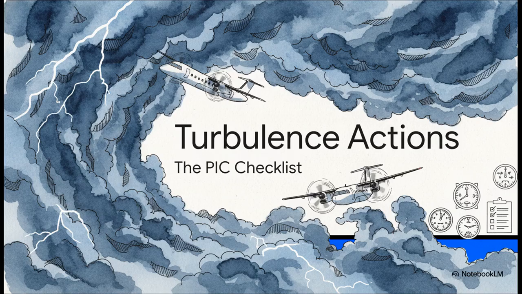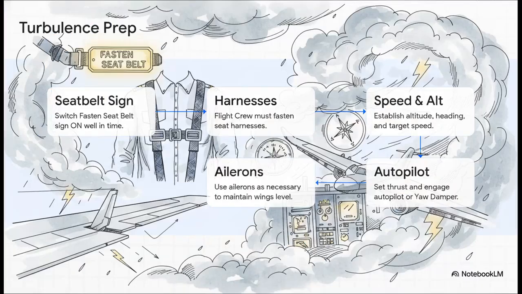Section 3, Turbulence Penetration and Actions. This is your pick checklist. As the pilot in command, look, your first goal is always to plan a course or altitude deviation around significant turbulence. But hey, if course deviation simply isn't possible, we have to assertively follow our Q400 procedures to penetrate that rough air. Here are the exact sequential actions you've got to take right before penetrating.